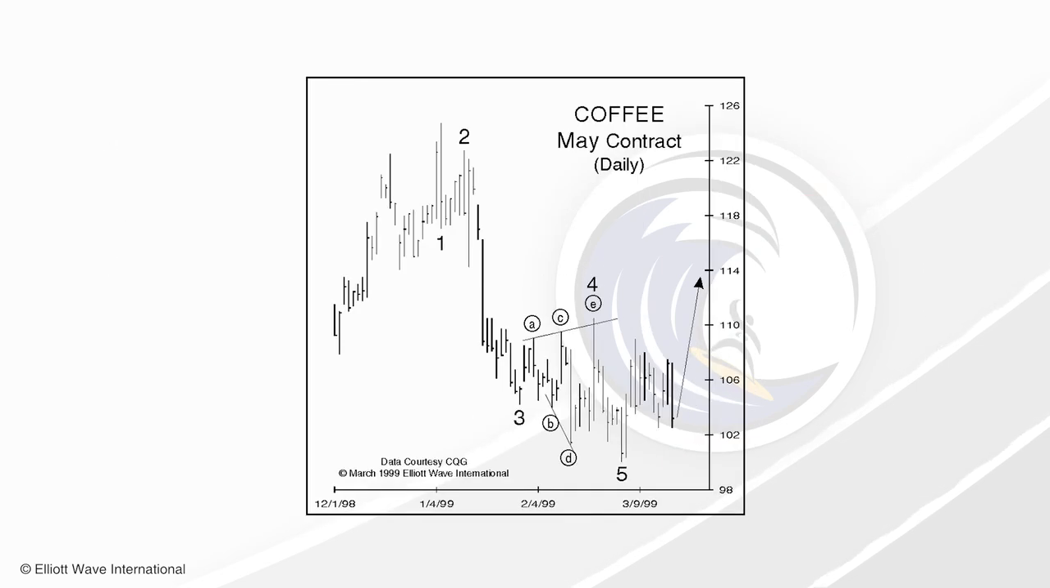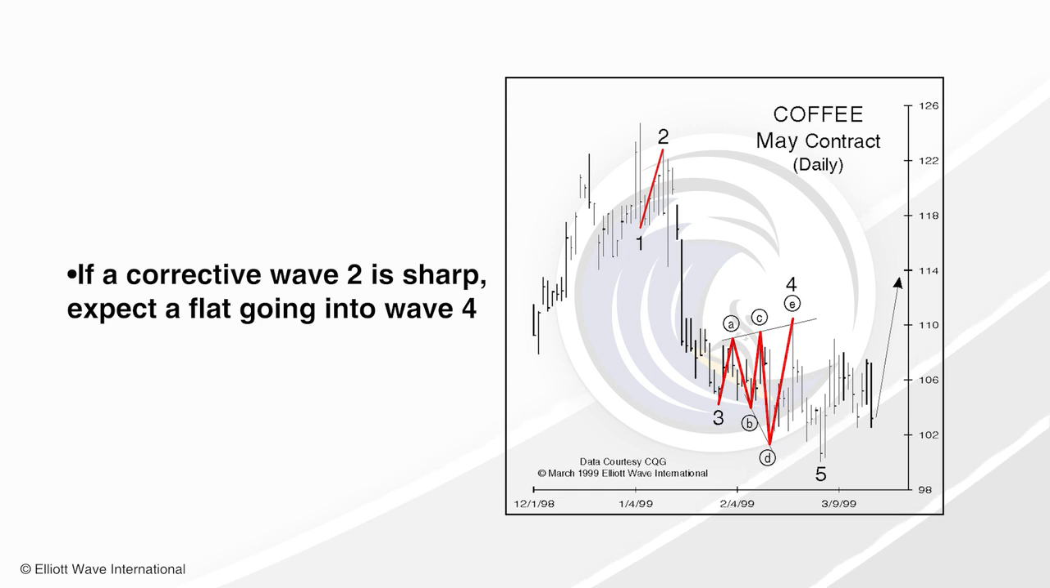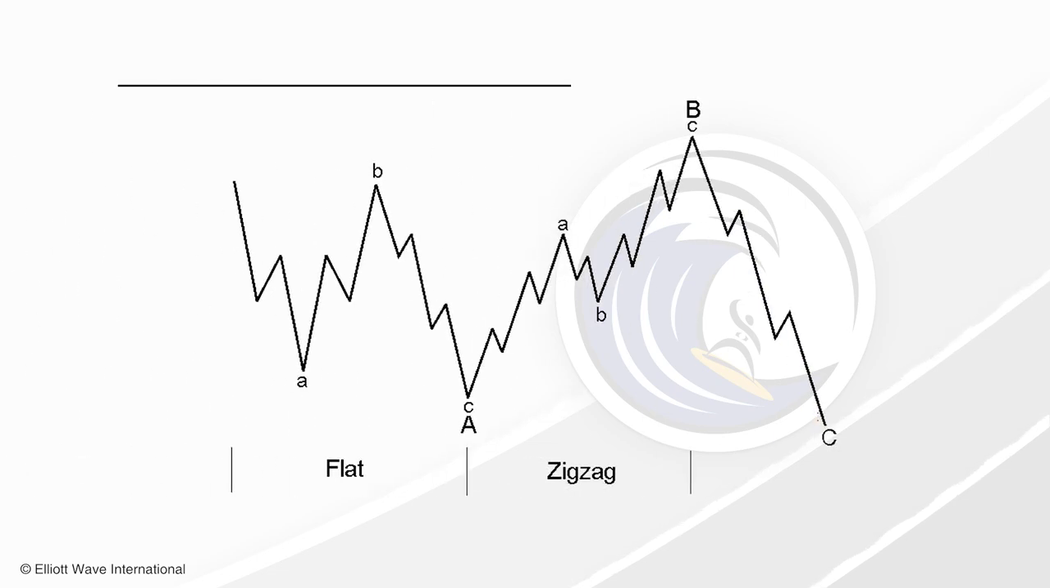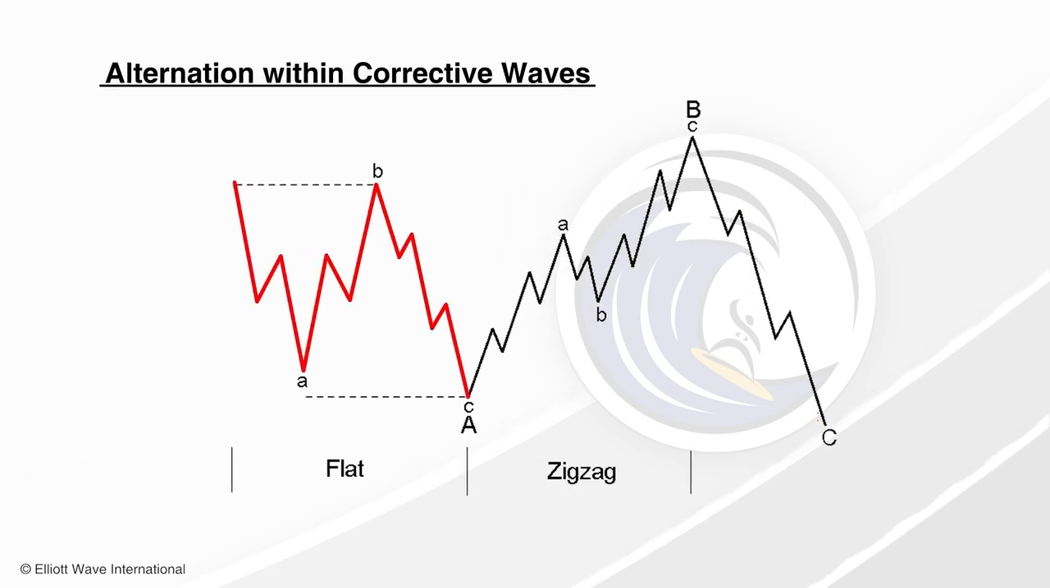And here's an example of what we mean by the guideline of alternation. This is coffee futures back in 1999. We see a sharp wave 2 pullback over here, and we see a sideways wave 4. This happens to be an expanding triangle, and that's an example of alternation. We also have alternation within corrective waves. If wave A of correction is sideways, then wave B will tend to be a sharp zigzag, and vice versa.